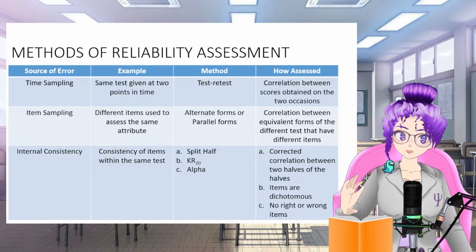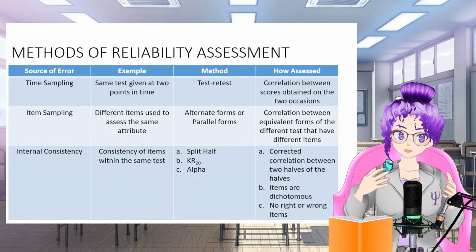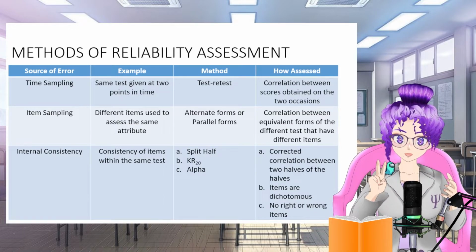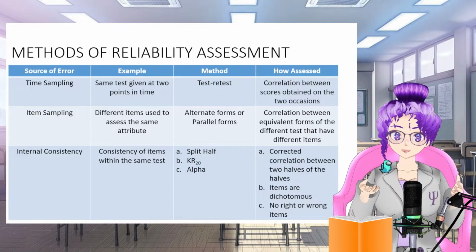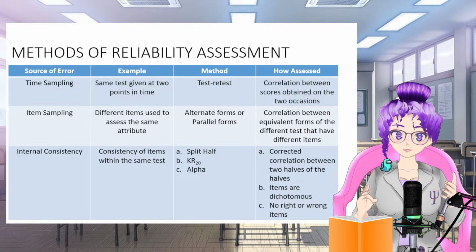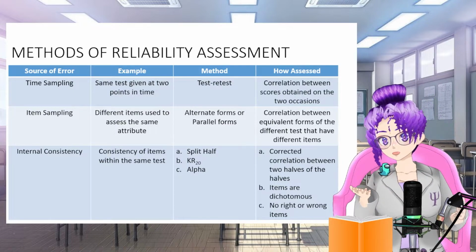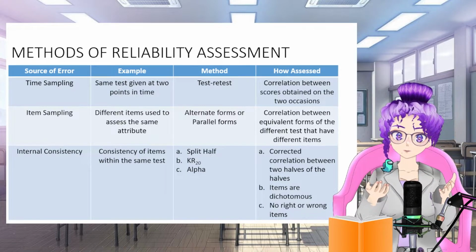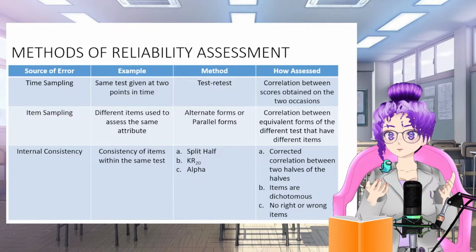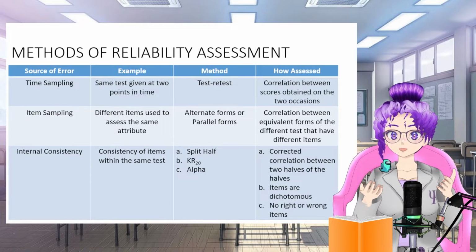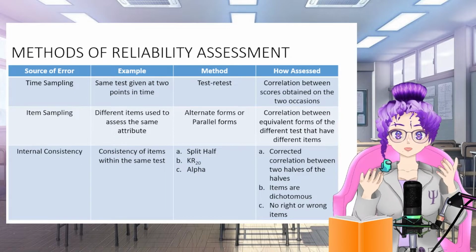So next, the source of error that we are looking for is item sampling. This is where different items are used to assess the same attribute. That method is either alternate forms or parallel forms. So how do we get them? You get the correlation between equivalent forms of the different tests that have different items.